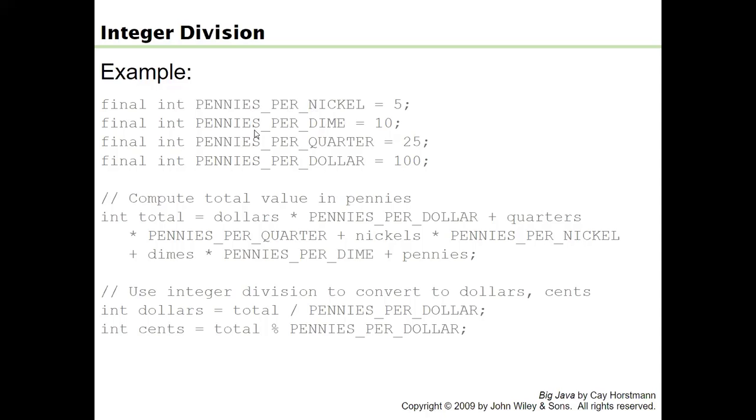You have pennies per nickel, pennies per dime, pennies per quarter, pennies per dollar. And those aren't going to change, right? The value of a dime doesn't change. It's always 10 cents, so you can make that a constant pretty confidently. Now, if you want to compute the total in pennies, you can take the number of dollars you have and multiply it times the number of pennies per dollar, and then the number of quarters you have and multiply it times the number of pennies per quarter, and keep doing that until you run out of different types of coins. Then what you get is the number of pennies you have.